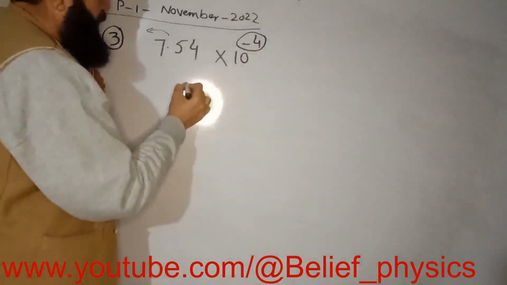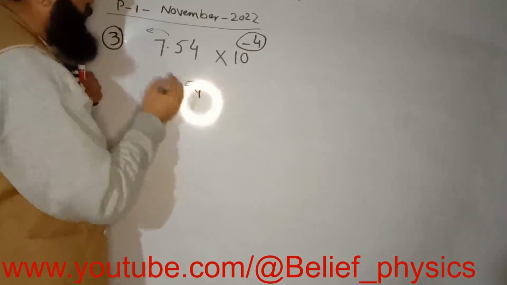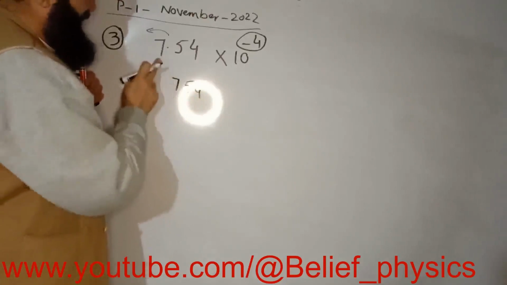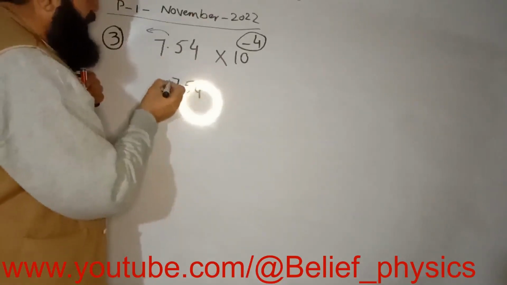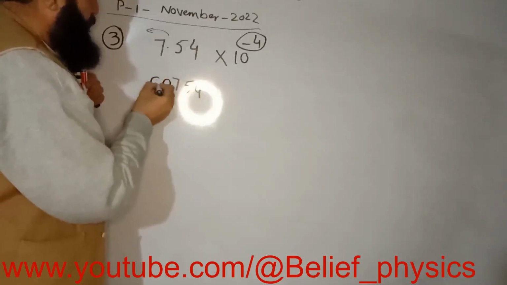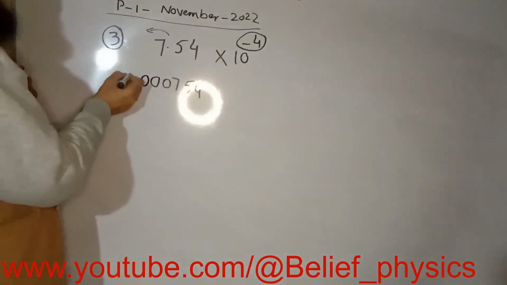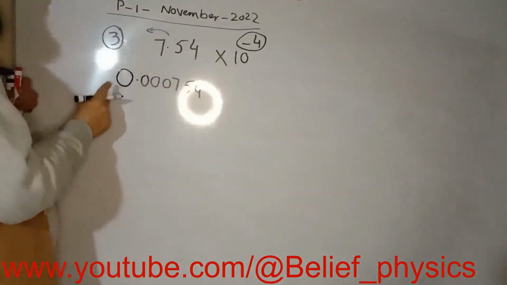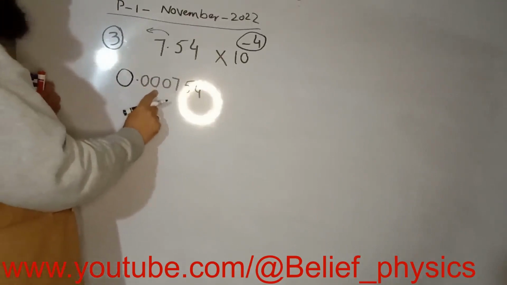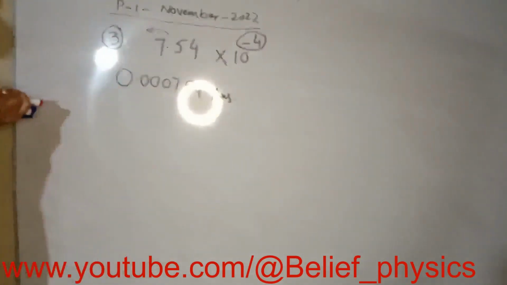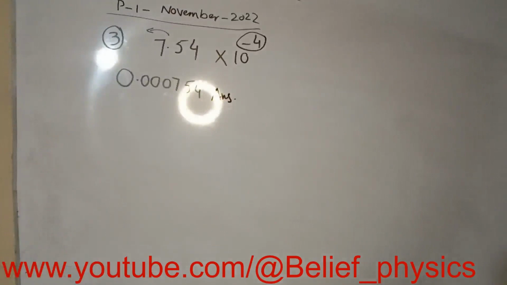So move 4 digits, 7, there are no more digits, so we put zeros. How many zeros? 1 is here, 7 is 1 digit, so to make it 4 digits, we will put 3 zeros, 0, 0, 0, then point here. So 0 towards the left side of point is nothing, so answer will be 0.0000754. So we have written 7.54 into 10 power minus 4 as an ordinary number. So this is how you do it.